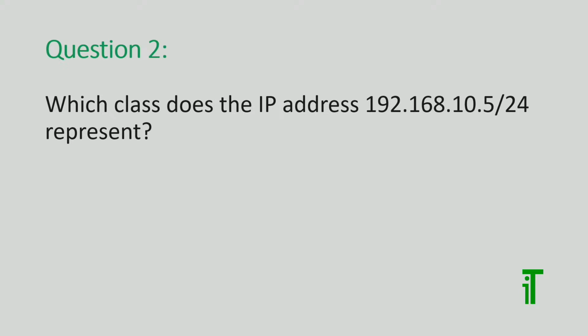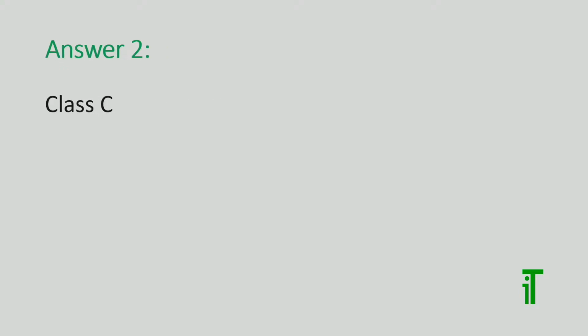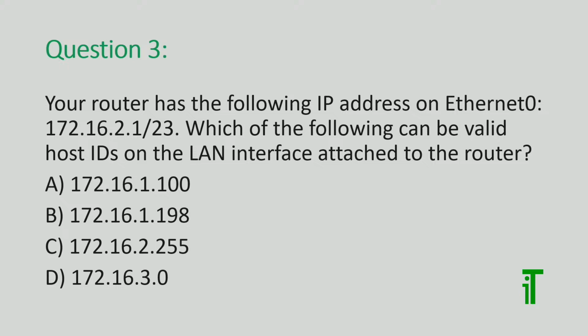All right, let's go to our next question. Question number 3. All right, so the question says that your router has the following IP address on the Ethernet 0 port: 172.16.2.1/23. That is the CIDR notation.